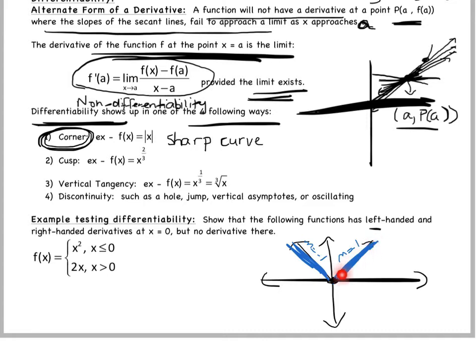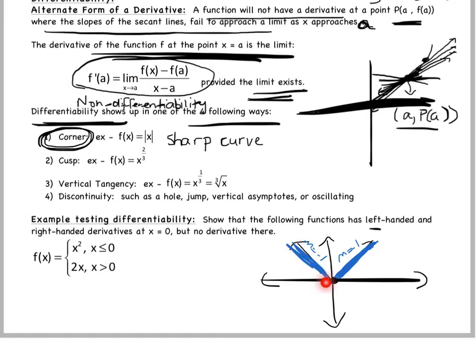The derivative from the right, the limit from the right, is approaching 1. So as the slopes of the secant line approach the slope of the tangent line from the right, it looks like the derivative is approaching 1. And as you check from the left, it looks like it's approaching negative 1.